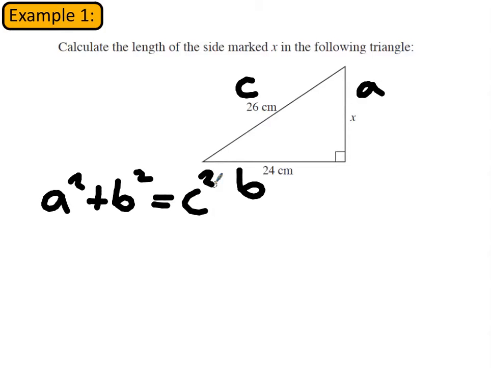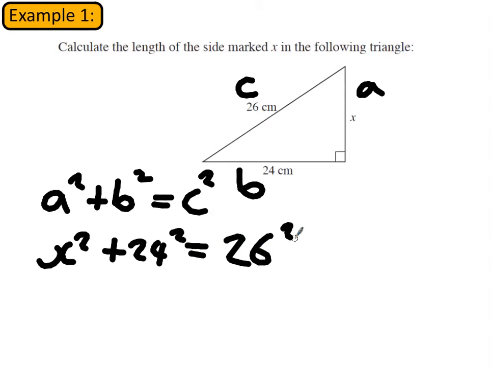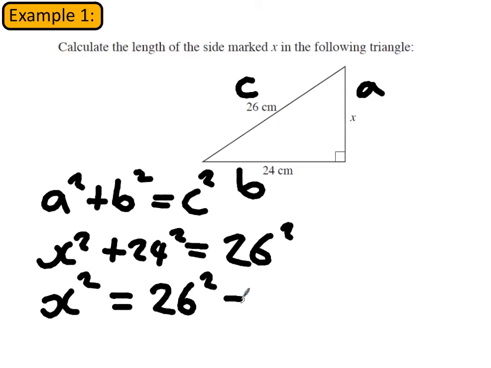So we're going to have that X squared plus 24 squared is equal to 26 squared. Now we could rearrange this a little bit, couldn't we, to work out what X is, and it's going to involve a subtraction. We could say that X squared is going to be equal to 26 squared take away 24 squared. And this is the key point to remember. When you're finding the A or the B, it's going to be a subtraction.